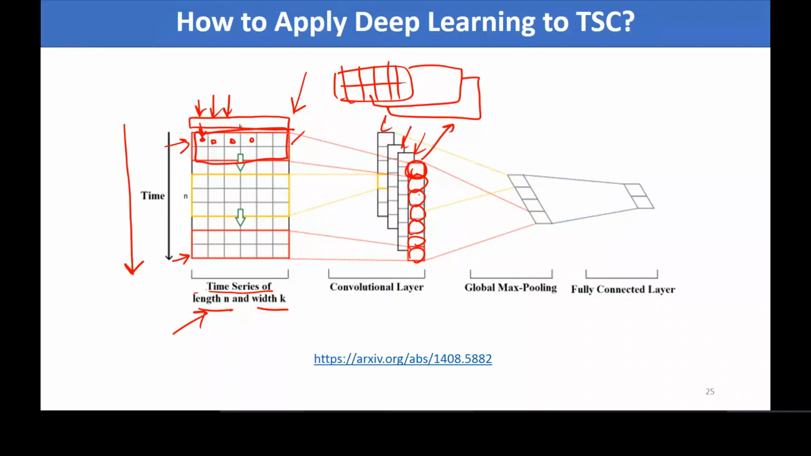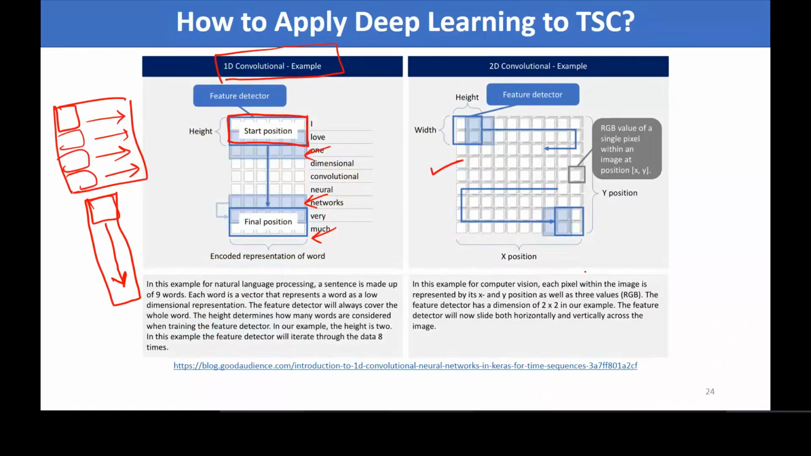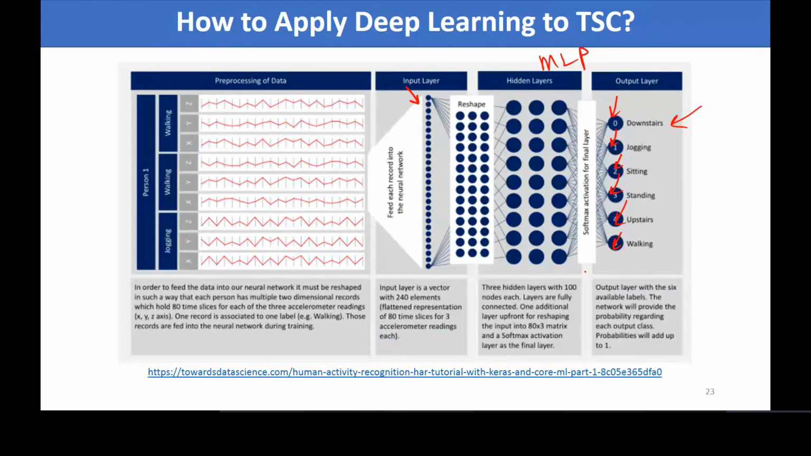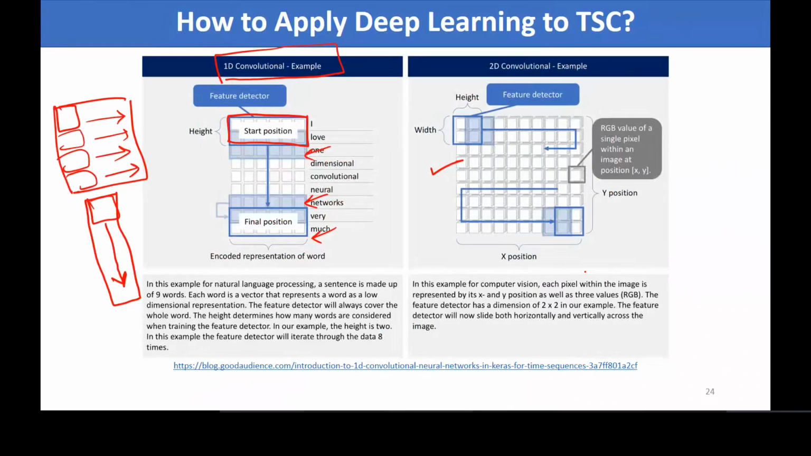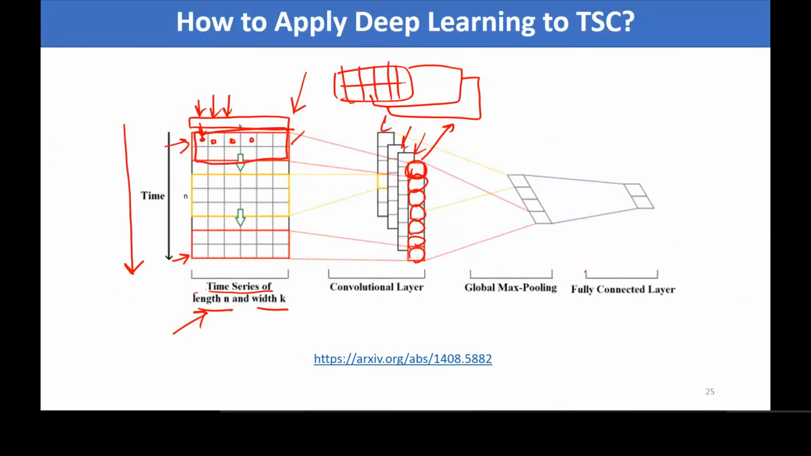Then you will flatten this afterwards, and you will feed it to a normal fully connected layer or dense layer, and you will do the classification. So this is roughly how you apply deep learning for time series classification. It's the same deep learning used everywhere. Could be a multi-layer perceptron like this one, or could be convolution like this one, but eventually it is the same. Just the input will be a custom time series.